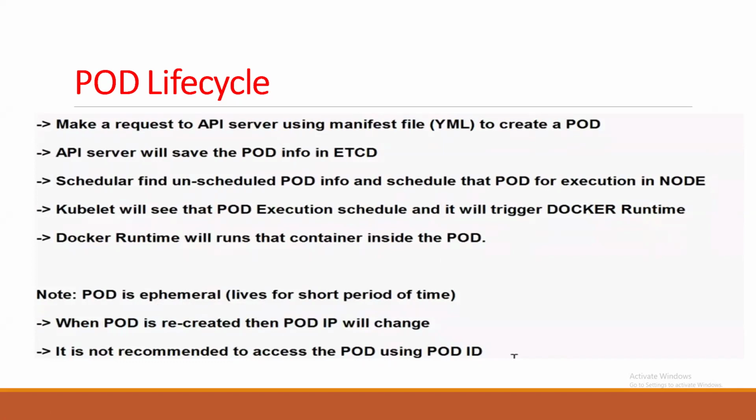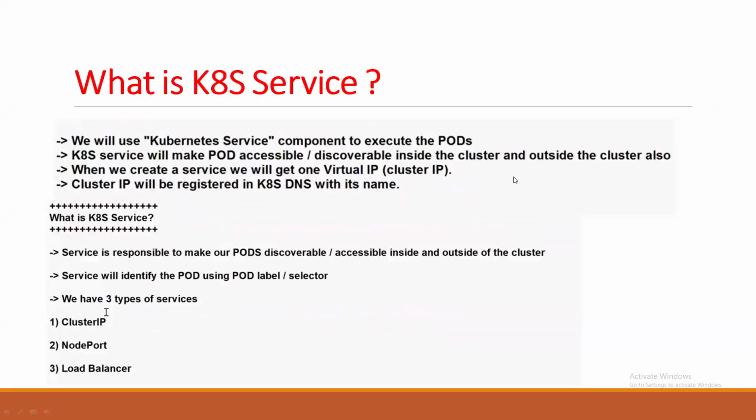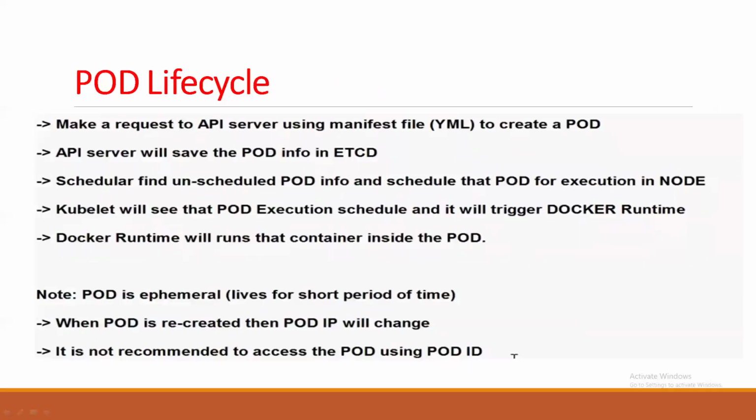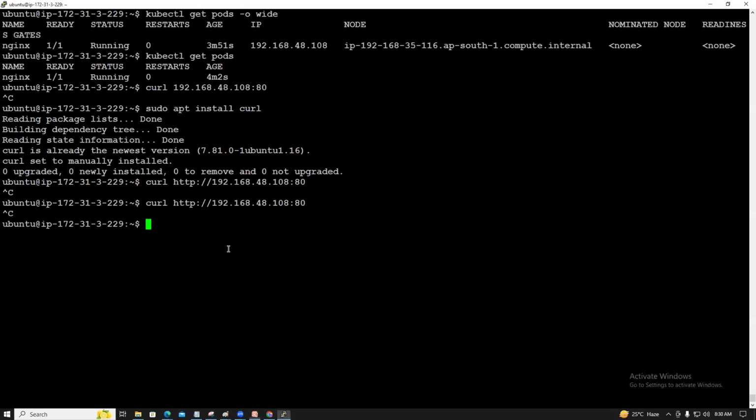So it is not recommended to access the pod using the pod IP. So pod IP, right guys? Let's check. What is the container, guys? kubectl get pods. So this is the pod, right? Something like nginx.